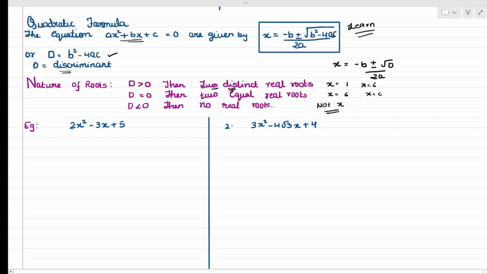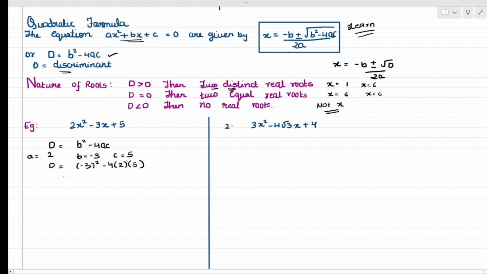Our first example says 2x square minus 3x plus 5. If the question asks to solve this equation by quadratic formula, then the first thing you should do is find out d. D means discriminant. What is your formula for discriminant? B square minus 4ac. Okay, so now what are my a, b and c? You can write over here my a is 2, my b is minus 3 and my c is 5. Okay, now substitute the values. Discriminant d is equal to minus 3 square minus 4 into 2 into 5.